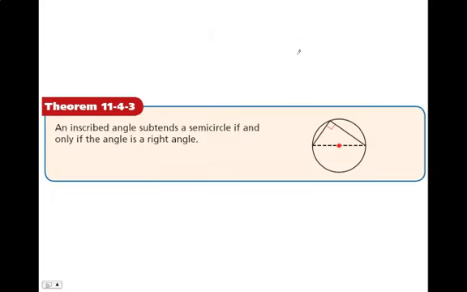We have another theorem that says an inscribed angle subtends a semicircle if and only if the angle is a right angle, which should make sense since this inscribed angle intercepts a semicircle, which is 180 degrees. Half of 180 is 90, so it would be a right angle.